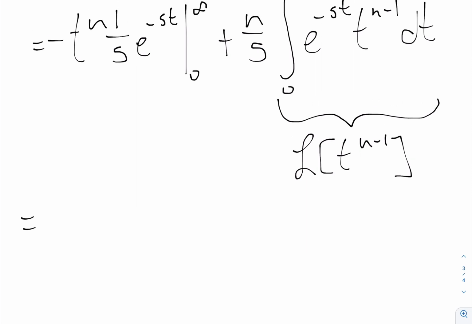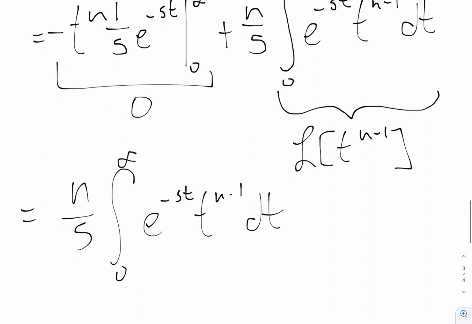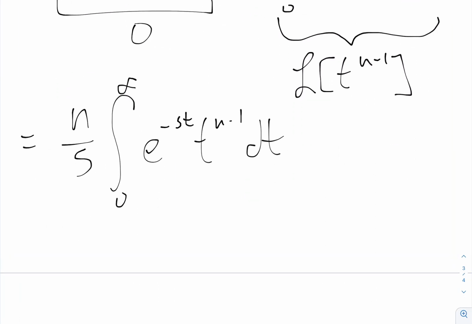So this essentially goes away, and we can just rewrite this integral as n over s times the integral from 0 to infinity of e to the negative st, t to the n minus 1 dt. When we do integration by parts, we get rid of this junk in front when we evaluate the limits, and we realize that the Laplace transform of t to the n equals n over s times the Laplace transform of t to the n minus 1, and I kind of mentioned that over here.